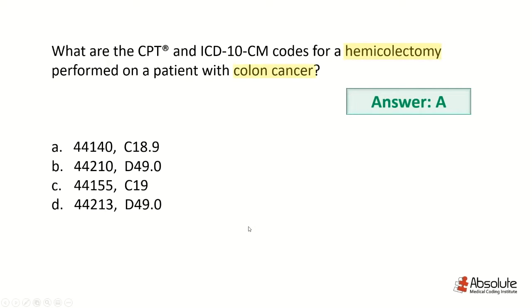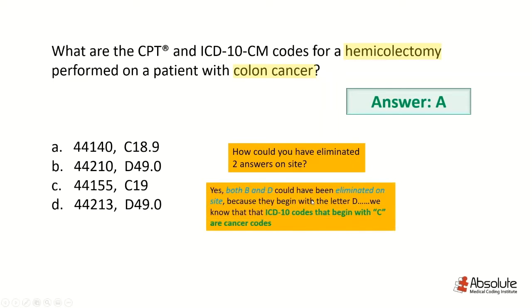We have the keyword of hemicolectomy, and this person has colon cancer. So, how could you have eliminated two answers on sight? Did any of you do that? Anybody eliminate on sight without even opening the book to look at it? I'm going to tell you how you could have done that. Yes, both B and D could have been eliminated on sight.